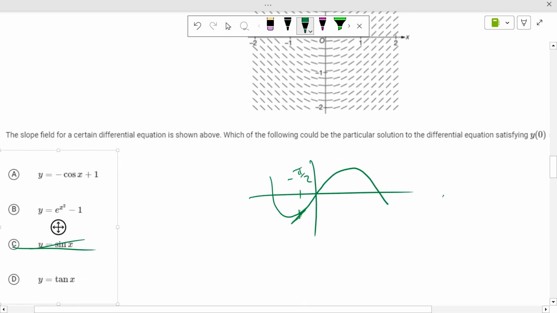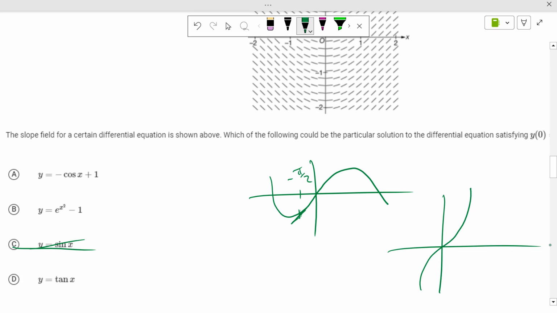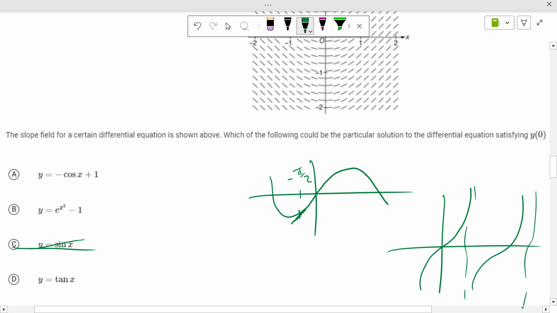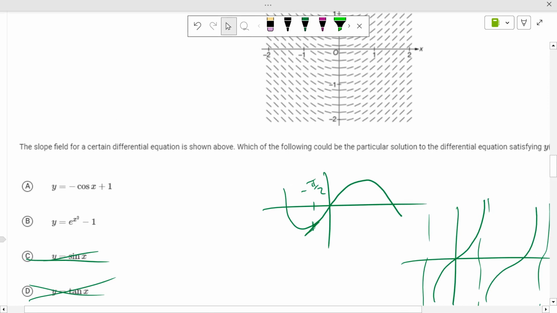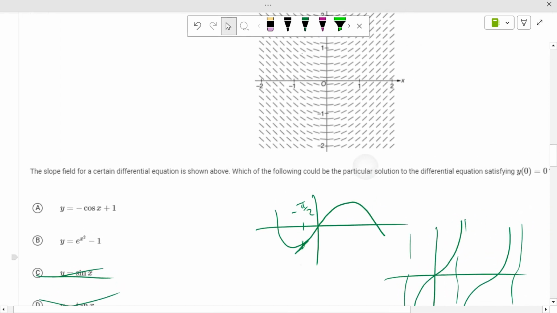Tangent, do you guys remember the tangent curves? They're kind of like this, where there's an asymptote here. If you look at the tangent, it's a positive slope no matter where it goes, so it won't go like that. So that's out. Now we've got to decide between these two.